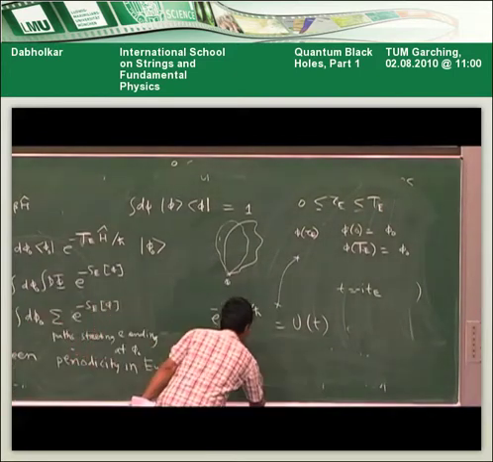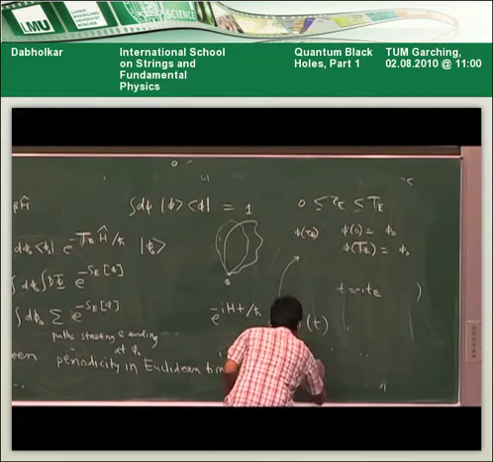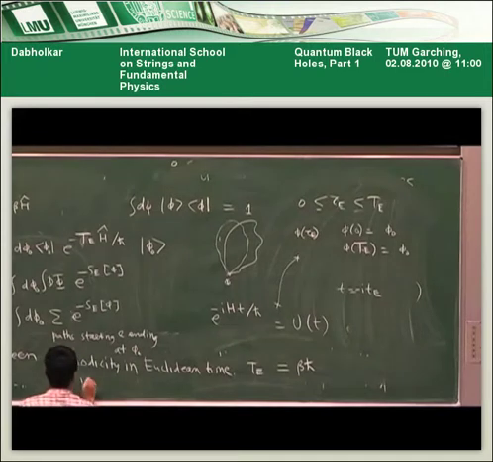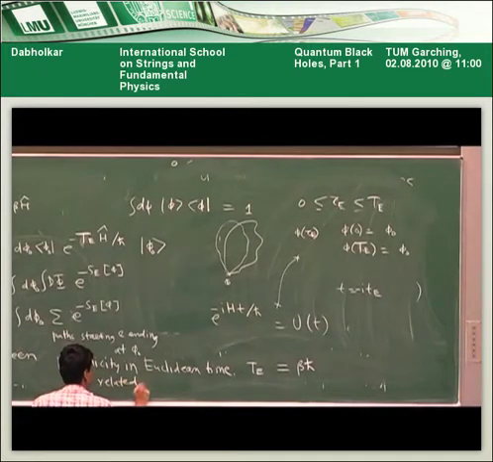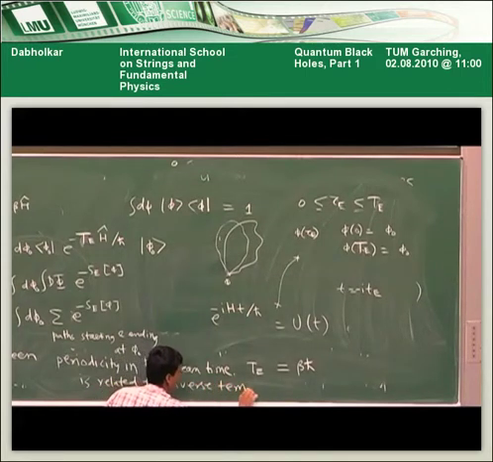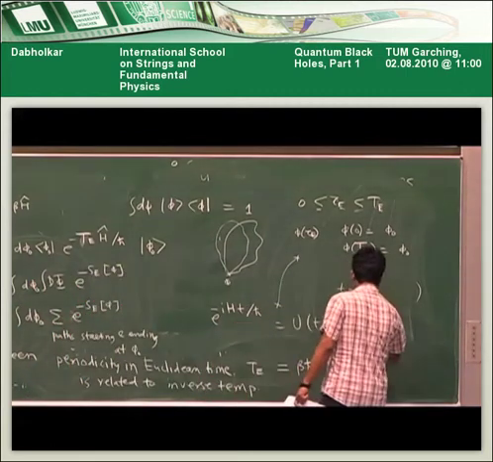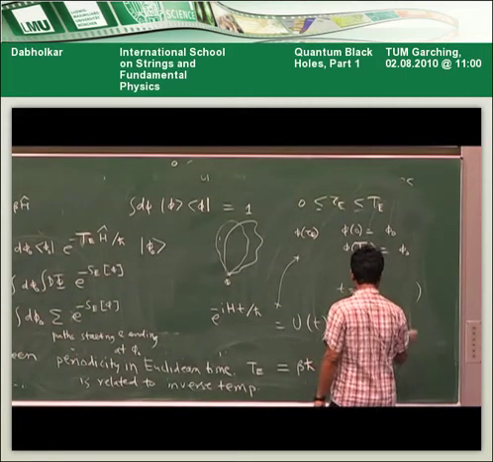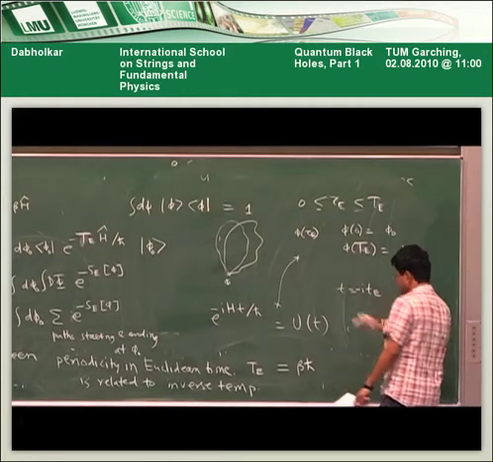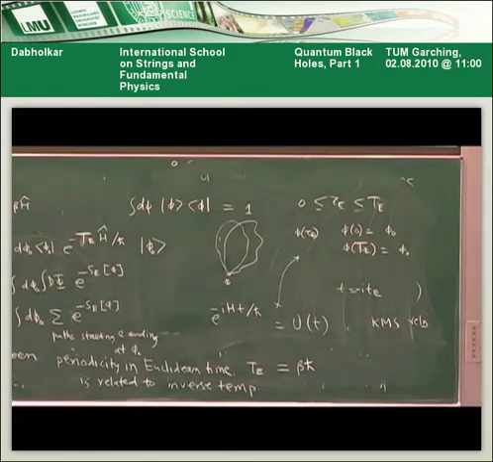Periodicity in Euclidean time, which is T_E, is related to inverse temperature beta h bar. And there is a more formal way of stating this whole thing, the Kubo-Martin-Schwinger relations. But basically, if you notice periodicity in Euclidean time, you can interpret that as a signature of thermality.